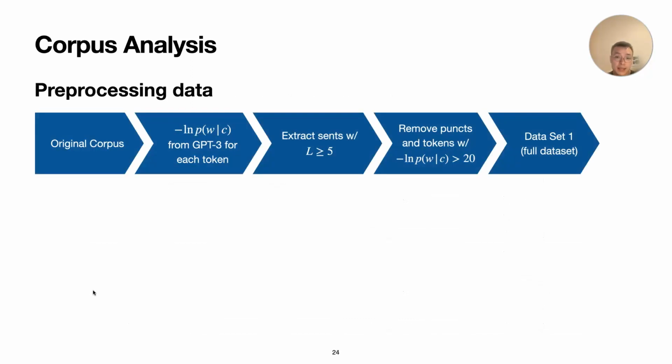This is how we pre-process the data. Given the original corpus, we first got the surprisal for each word given its preceding context that is maximally available. Then, we extracted sentences that are longer than 5 words, since sentences that are too short might not have enough room for the dependency length to vary in the first place. We then remove tokens that are punctuations, and we also remove tokens whose surprisal was larger than 20 bits. We then extracted all the dependencies from each sentence, and this gives us the first dataset, which I will refer to the full dataset.